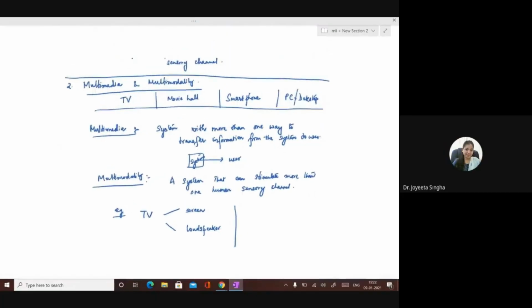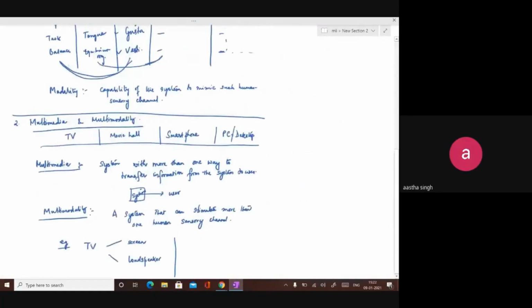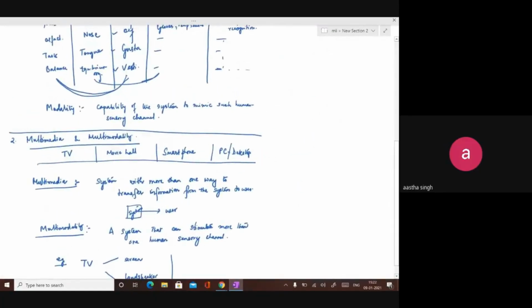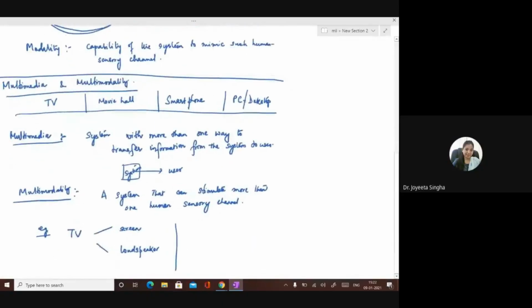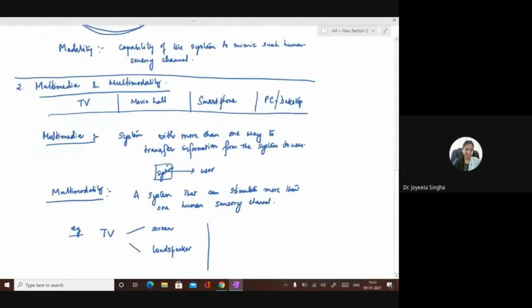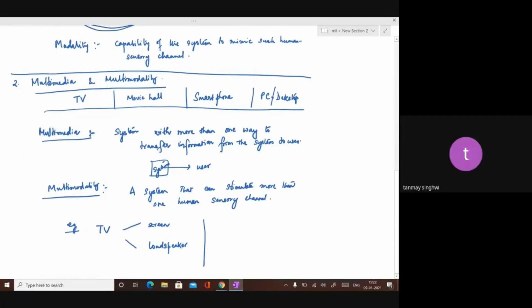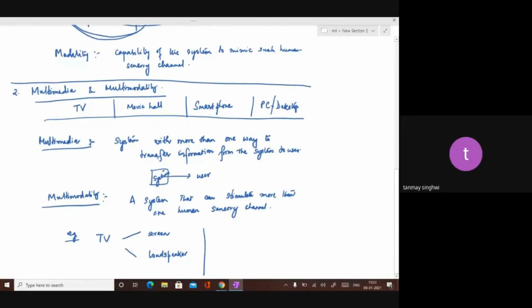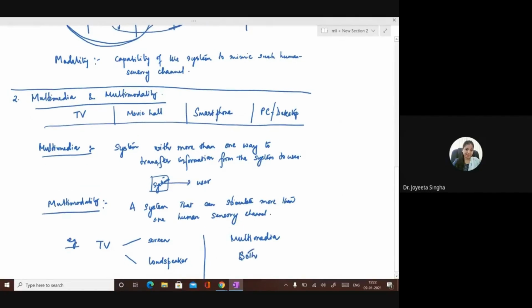As per the definition, tell me what you understood. Is TV multimedia, multimodality, or both? Some are saying multimedia, and I heard one saying both. Any more?